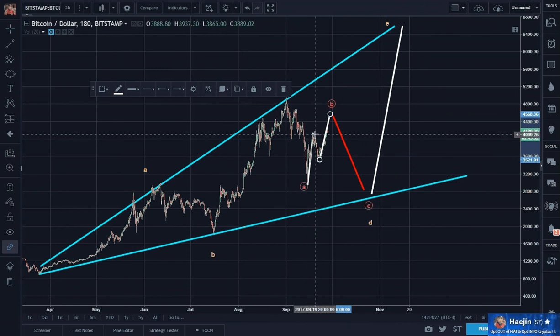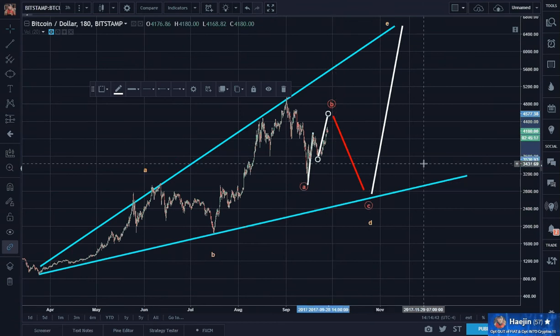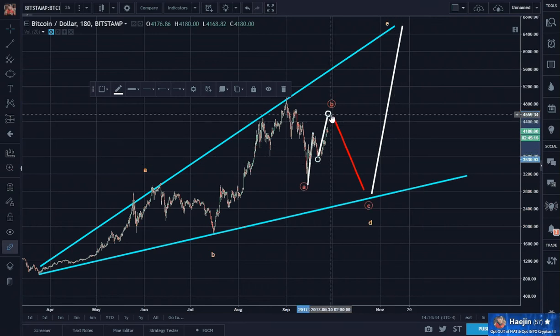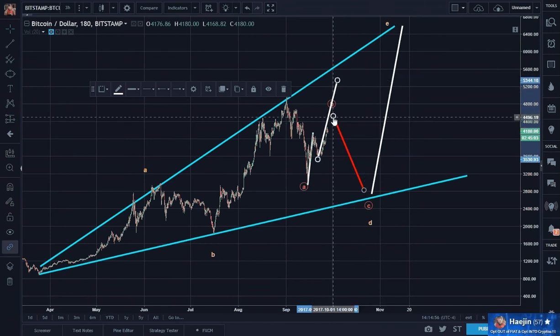So we have A, B, C. So this is the A. Copy the length of it. Put it right next to the C. But just by eyeballing it, I'd say it's about 0.618 to 0.7-ish or so. The ascending right triangle had been calling for 5,300 or so. So both is possible.